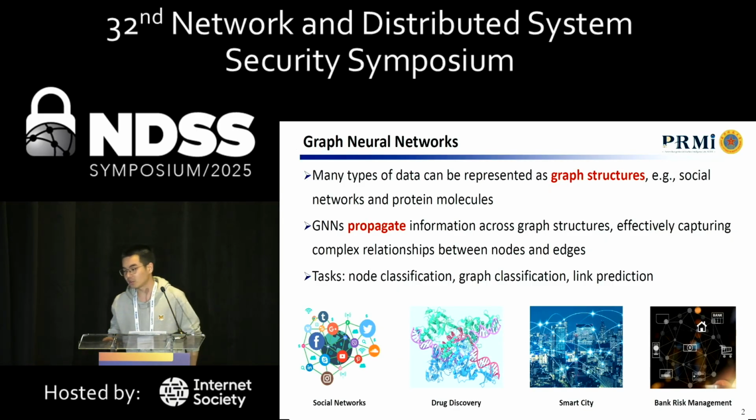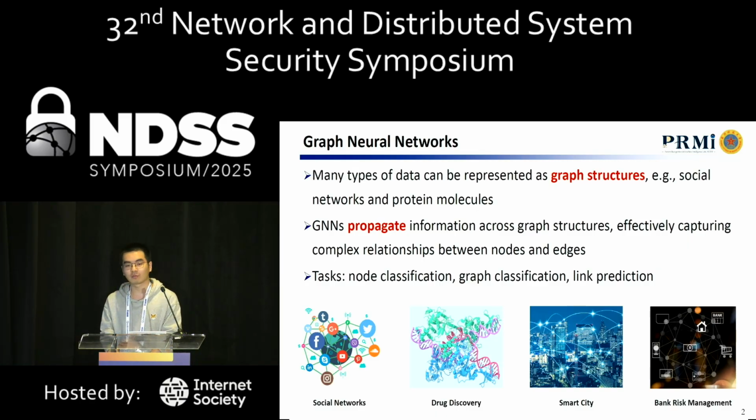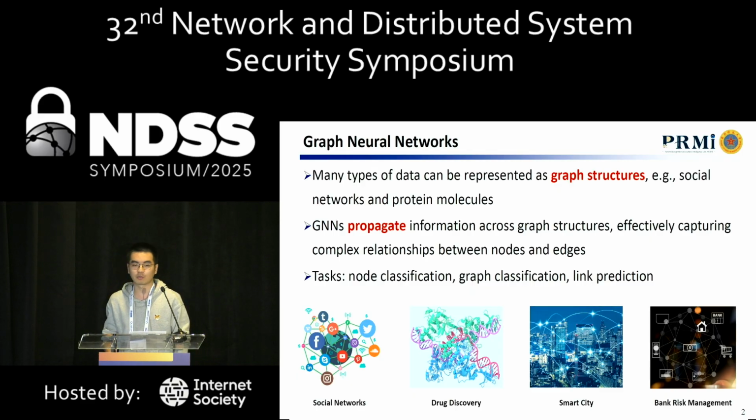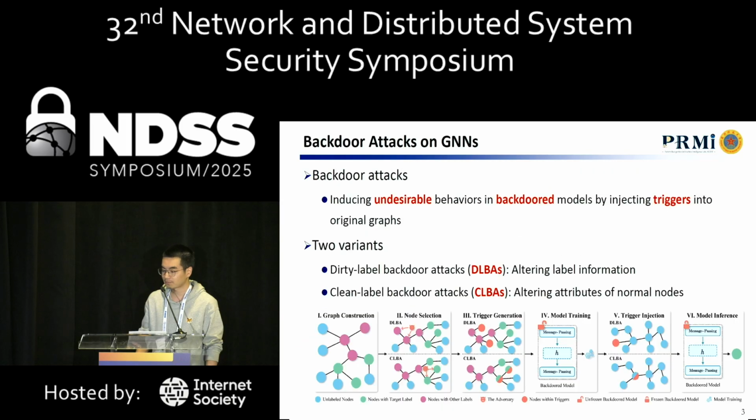GNN, graph neural networks, have gained a lot of attention in recent years, and many types of data can be represented as graph structure, like social networks or protein molecules. GNNs spread information across graph structures. This makes them capture complex relationships between nodes and edges easily. Because of this, GNNs have been deployed in many real-world applications for node classification, graph classification, and link prediction.